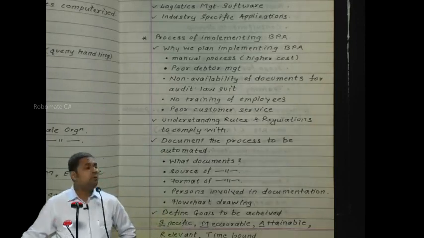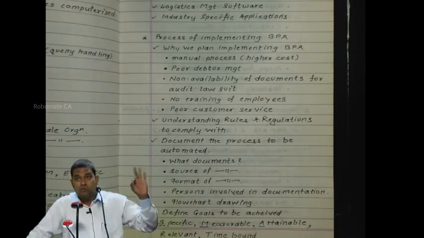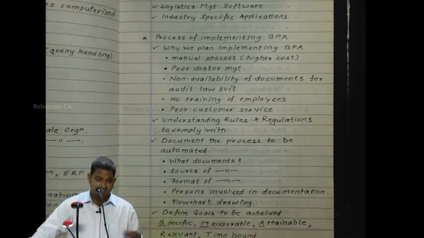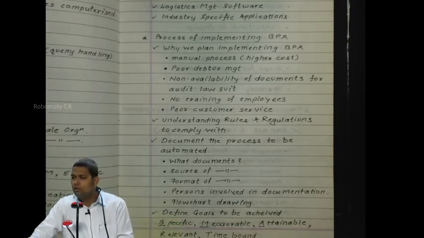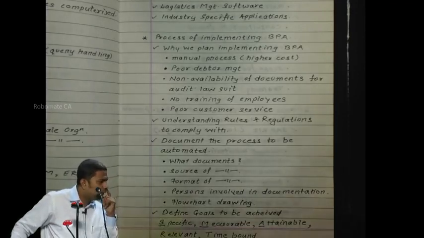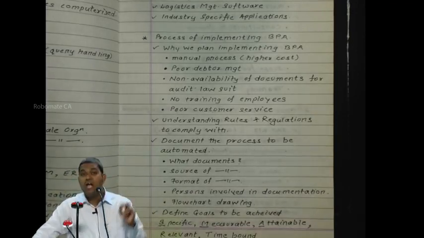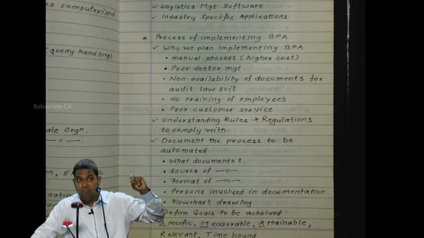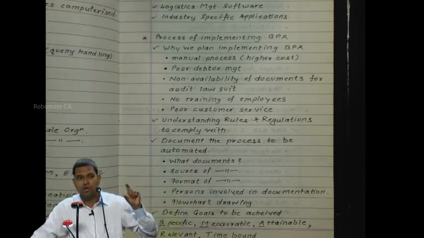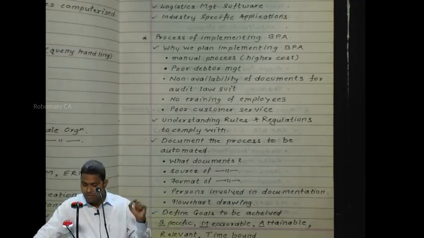Then the most important, people are always important. Who are the people involved in documentation? Because documentation is very important. If the documentation itself is wrong, whatever data I get after it is generated by the system will be wrong. And if the input is wrong, how can the output be right? So who are the people involved? I need to train them properly. They will be on my priority list. These are the people involved in generating the document or punching the data into the computer. So I need to finalize those people.